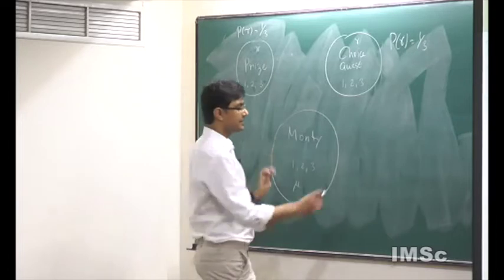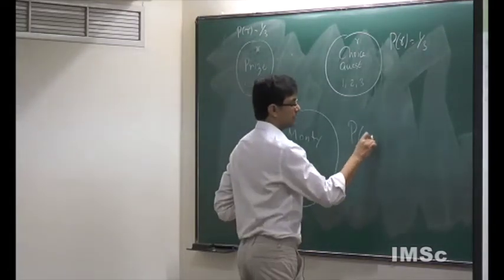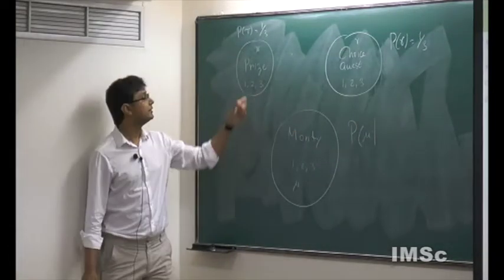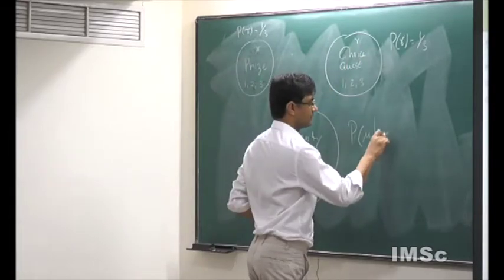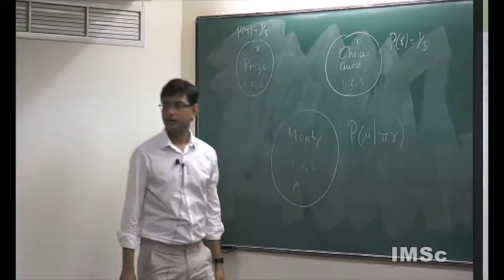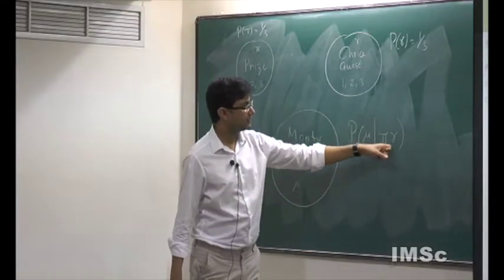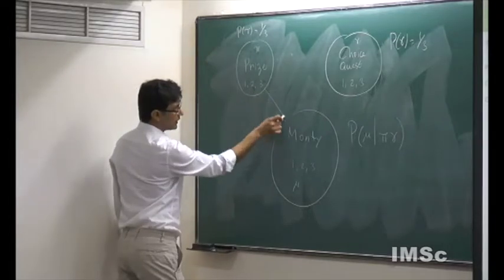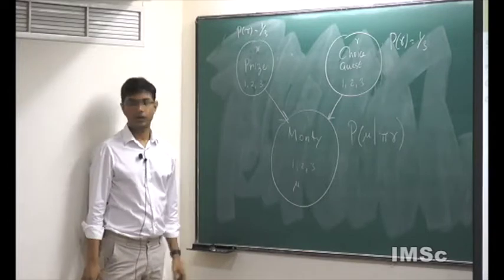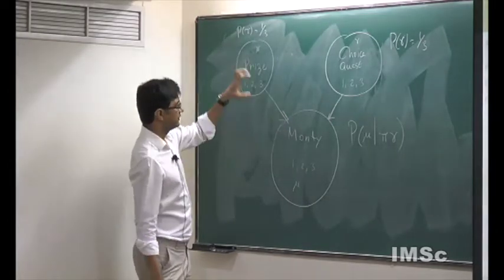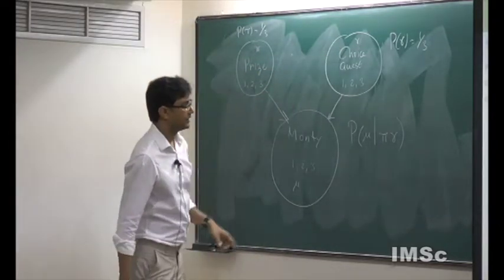So this is basically saying the probability of mu is conditioned on the value that pi takes and the value that gamma takes, pi and gamma. So this is a conditional probability table. This choice is conditioned on both these two values, and therefore I draw an arc from these two. That means the value that this node takes is conditioned on the value of these two nodes.